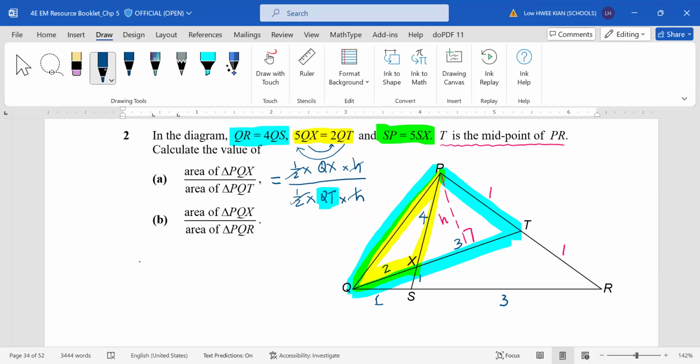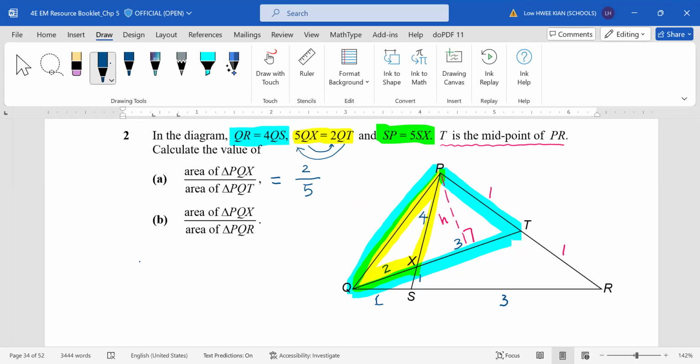With this, I know that QX, the ratio is 2, and then QT is equal to 5. So I combine all this together, and I simply know that the ratio is equal to 2 over 5. That's how you get the ratio for part A.